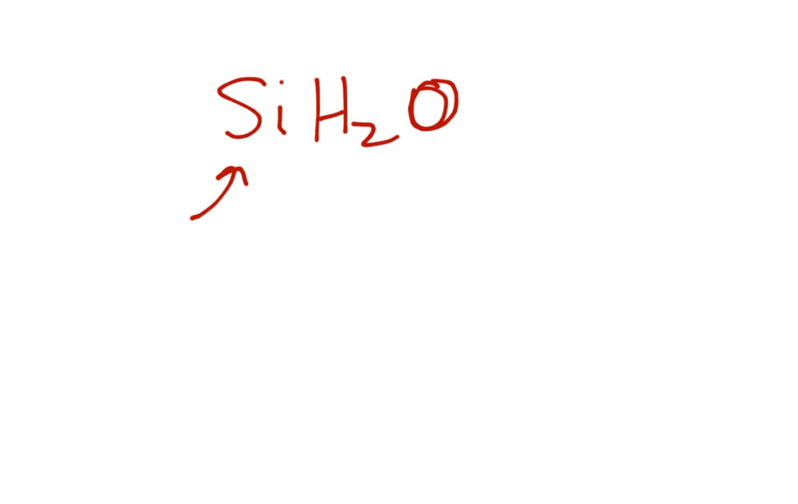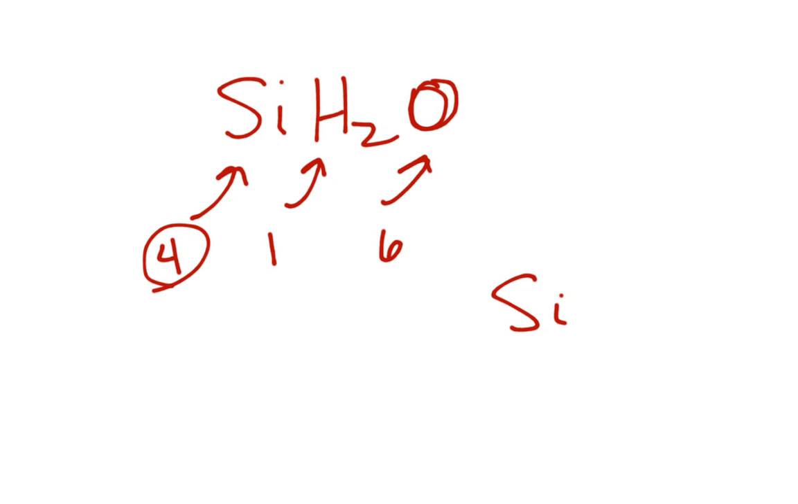So if I have something like this, if it's more complicated that I don't just have one central atom, I'm not sure which atom to start with, always start with the atom that wants the most bonds. Silicon has 4 valence electrons, wants 4 bonds. Hydrogen has 1 valence electron, wants 1 more to look like helium. Oxygen has 6 valence electrons and wants 2 bonds. So we're going to start with silicon. It wants the most bonds. 1, 2, 3, 4.